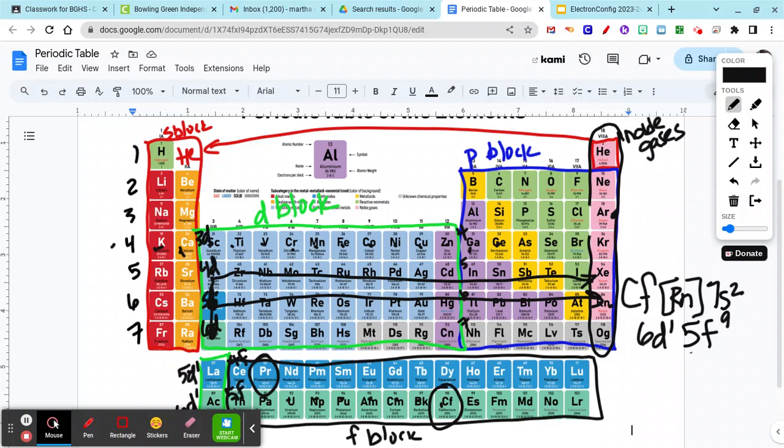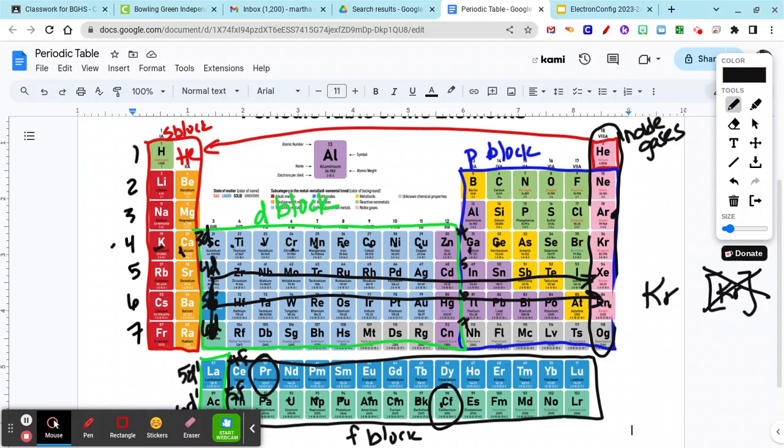Now, a couple things you need to know. Let's say that your problem gives you krypton. You are not allowed to just do krypton in brackets and be done with it. That is not allowed. So if you were given a noble gas, you have to go to the noble gas before it and start there. So you would say argon, and then you would say 4s2, 3d10, 4p6. That's how you would do that one.